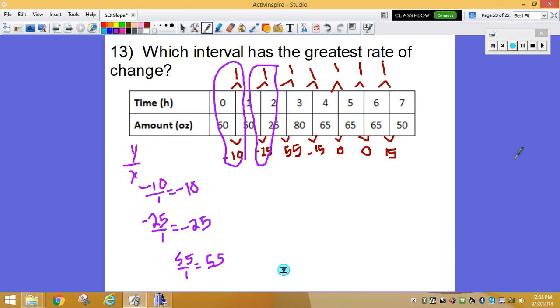So which interval had the greatest rate of change? Which number was the biggest? Now, one thing you need to take note of is we don't care about negatives. We just want the biggest number. So out of 10, 25, 55, 15, 0, 0, and 15, which is the biggest number? 55. So which interval had the biggest rate of change? It's this interval right here. Let me do it in red. This interval. From hours 2 to 3, that's our biggest rate of change. We went up by 55.